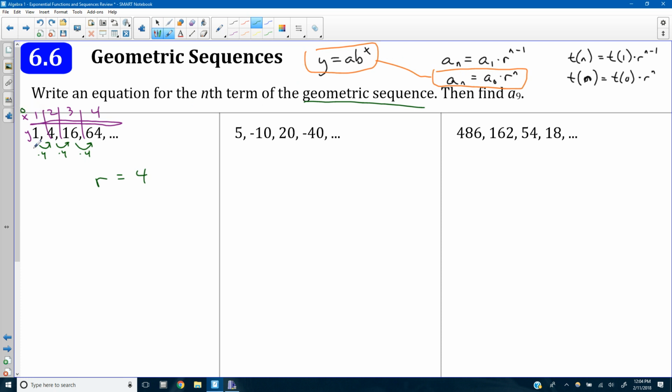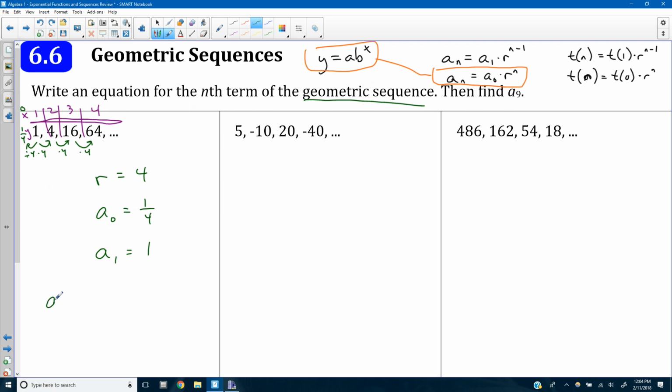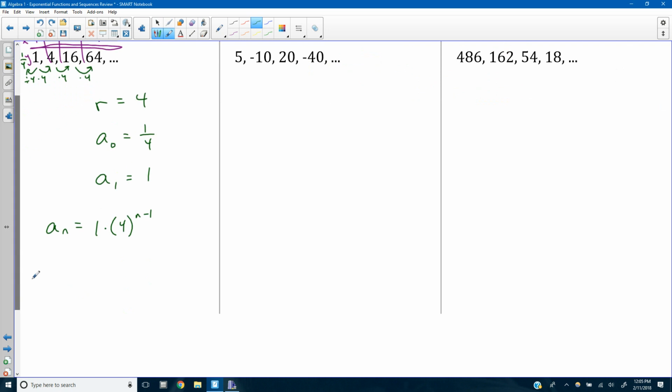For n equals 0, divide by 4, or multiply by 1/4, and 1 divided by 4 is 1/4. So a sub 0 is 1/4, that's the 0th term. If you want to just write a sub 1, that's the first term, that's 1, and that's totally fine. So you can write your equation one of two ways. Either a sub n equals a sub 1 times 4 to the n minus 1 power, or a sub n equals 1/4 times 4 to the nth power. Either or is a proper answer.